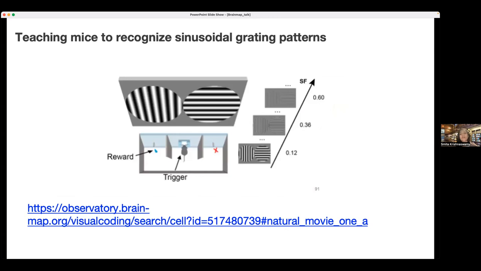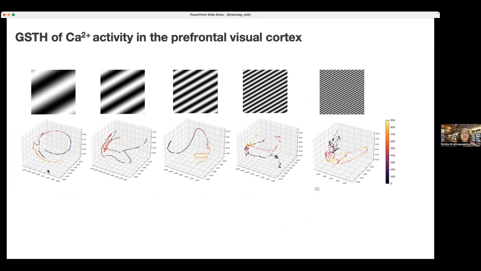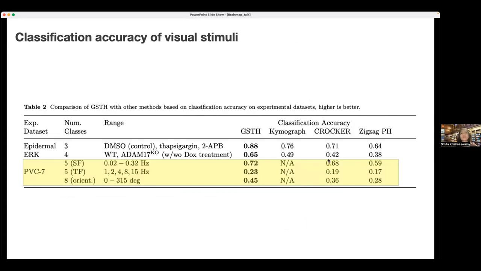So here's an example of how we would use this in the future. For example, let's say we were teaching mice to recognize these sinusoidal grating patterns. So then we look at the brain activity and we get these kinds of dynamics. Okay, and then what we do is we take these dynamics and you could either take the T-FATE or you could take the homology and you can just put it through a classifier. So now we're seeing that these classifiers are performing better than other things like chymograph, Crockers, and zigzag persistence.